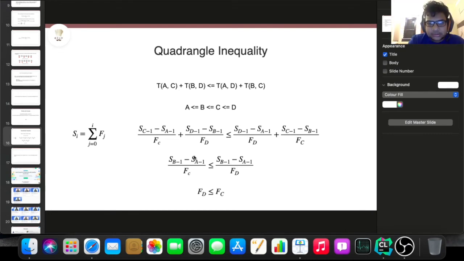So after breaking this down, we can move this function, this term to this side and this term to this side, and you'll see that we'll get this, right? S of b minus 1 minus f of a minus 1 is less than or equal to s of b minus 1 minus s of a minus 1 upon f of c upon f of d. Now, it's really basic to evaluate this. You can just cross multiply, cross divide, and cross multiply. So we'll get eventually f of d is less than or equal to f of c, right? So this is what we have to prove, and if this is true, then the quadrangular inequality is valid.